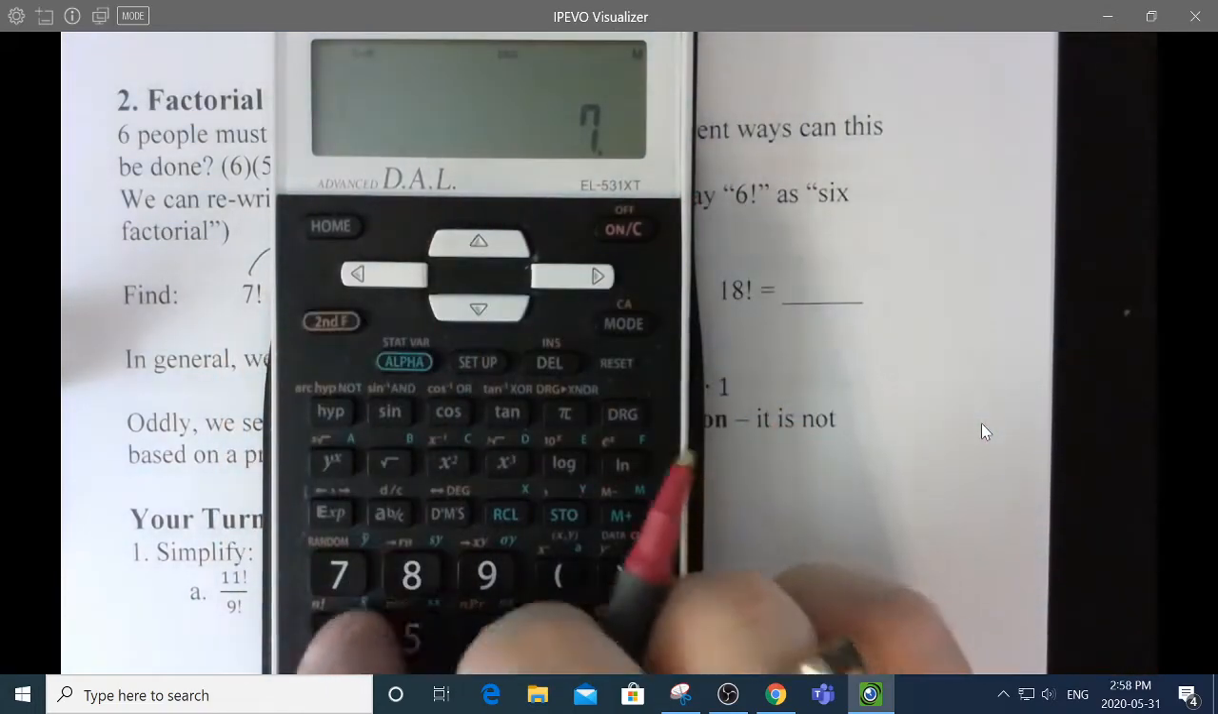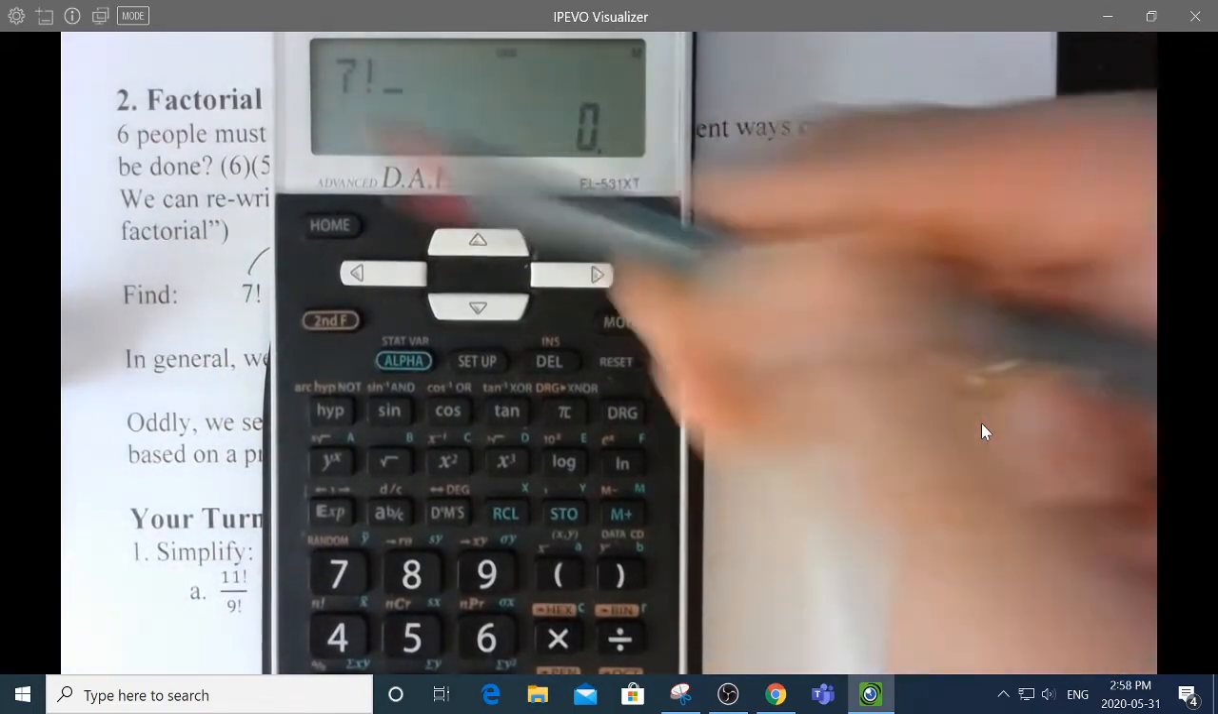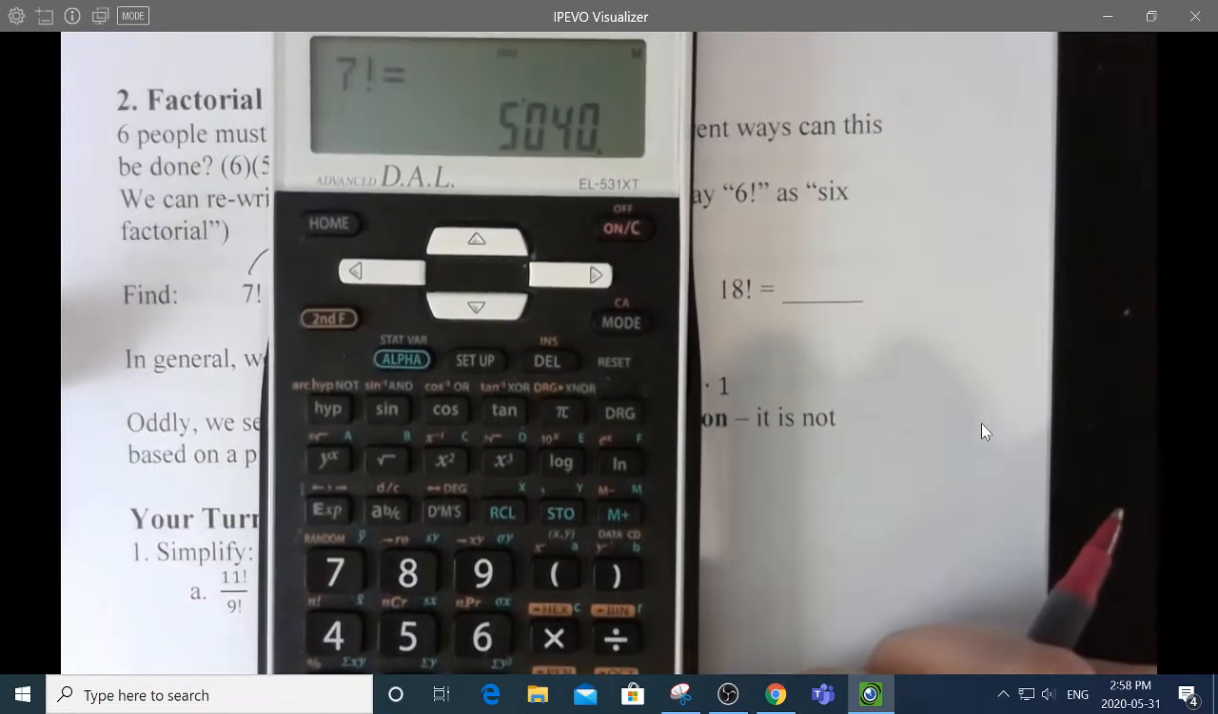So 7, second function 4, and this time it actually gives you the little exclamation mark, and you have to hit equals, and there it is, 5040.